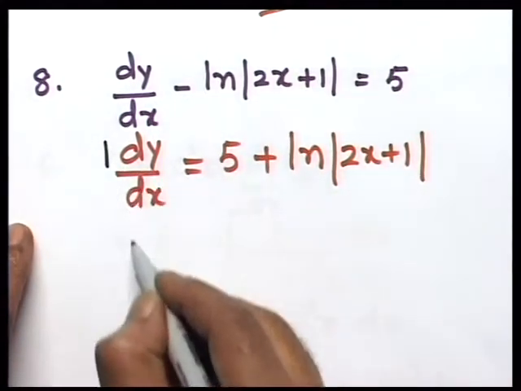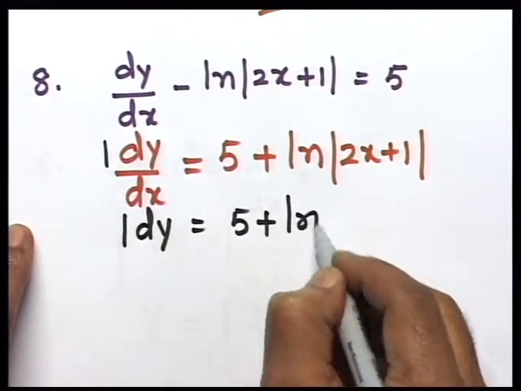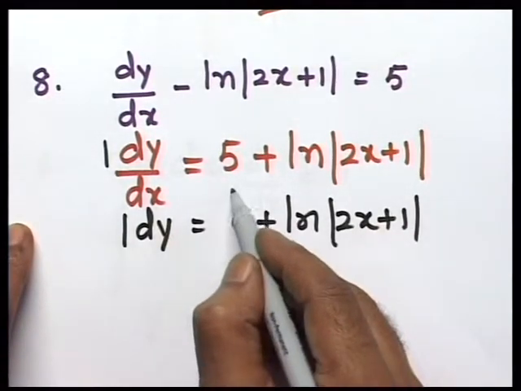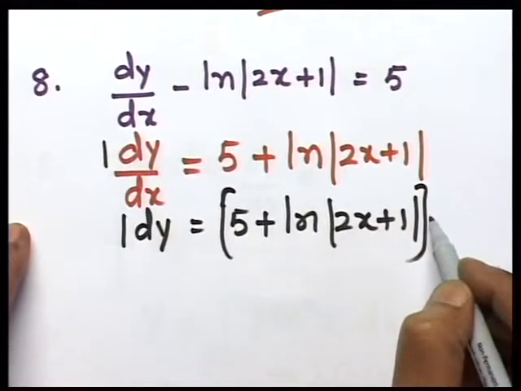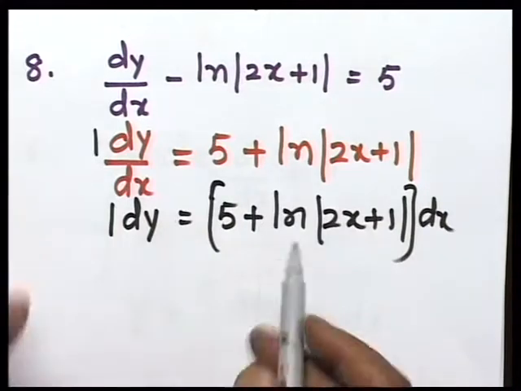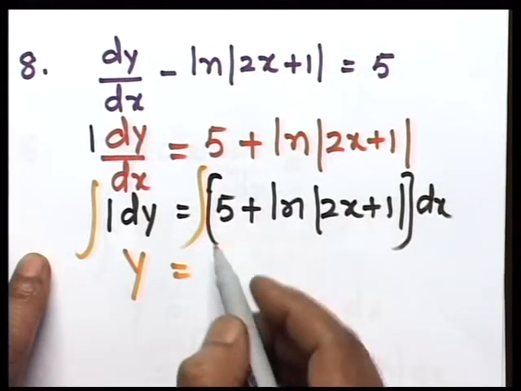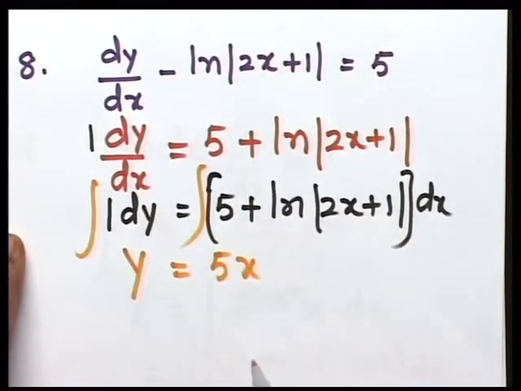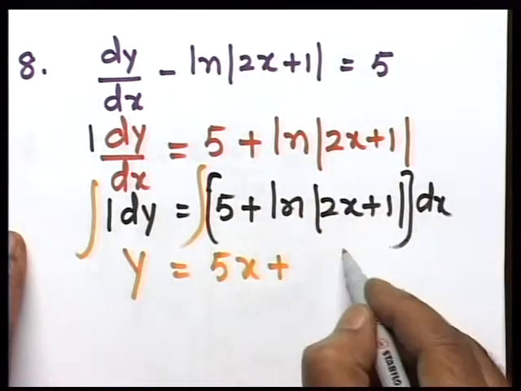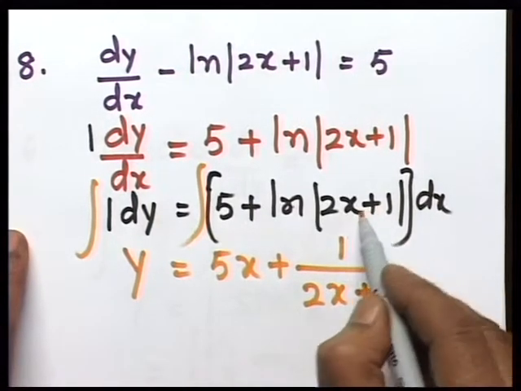So keep this as 1. So it's 1 dy equals 5 plus natural log of 2x plus 1 in the bracket there. Then the whole thing, big bracket, and dx. We know how to integrate this now, right? So integration on both sides. y equals 5x, okay, and then we have plus the integration of natural log something, which is 1 over the same thing, right? 2x plus 1.